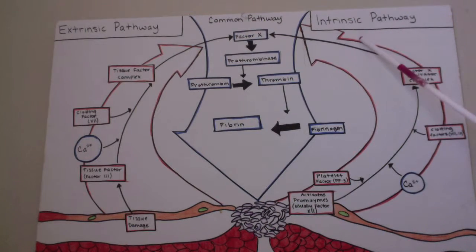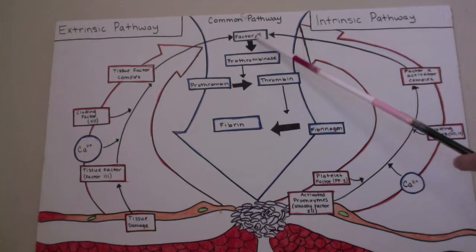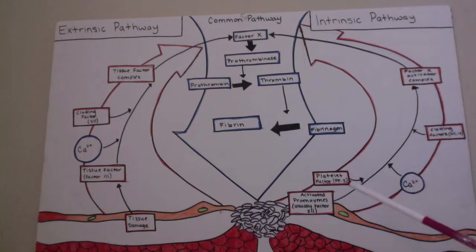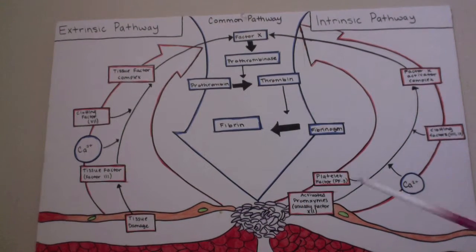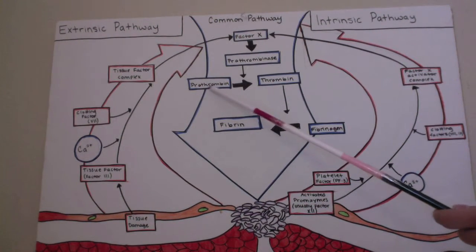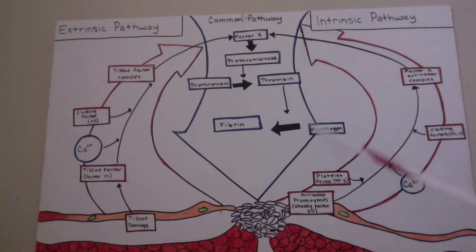Whether it be the intrinsic pathway or the extrinsic, either one can form to activate factor X, which is going to be the common pathway. Now the common pathway starts by converting to prothrombinase, which is an enzyme that is pretty much going to activate prothrombin, which will then lead to thrombin, which will then break down fibrinogen, and from there will release a plasma protein known as fibrin, which will lead to your blood clot. This is the overall steps of hemostasis.